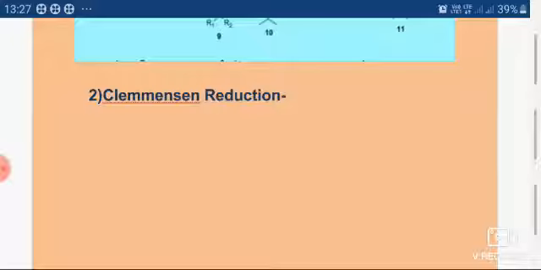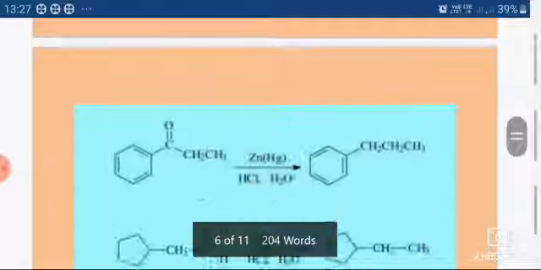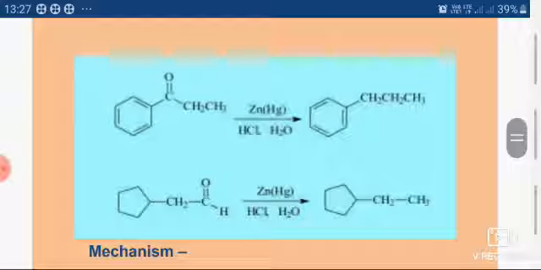After the MPV reaction, the next reaction is the Clemmensen reaction. In this reaction, when a carbonyl compound, an aldehyde or ketone, undergoes reduction with zinc amalgam and HCl, it gives a hydrocarbon. It means the carbonyl group is selectively converted into a hydrocarbon group by using zinc amalgam, that is zinc mercury, and HCl. So this was the general reaction.